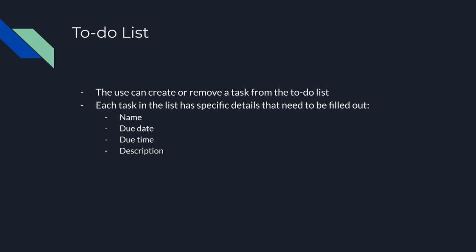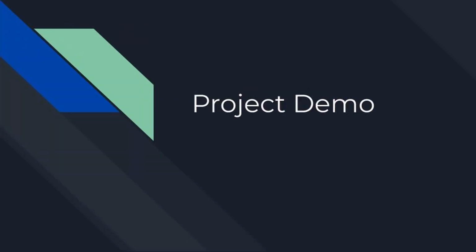The user can also add or remove tasks on a to-do list that is located on the right-hand side of the homepage. More specifically, adding an event will require the user to enter a name, date of completion or a due date, and due time on said date. Likewise, the user may also add a description if they so desire. Here's a quick demo of our functionalities.